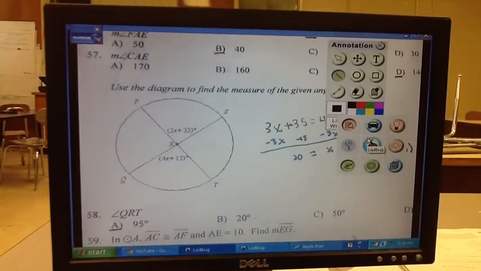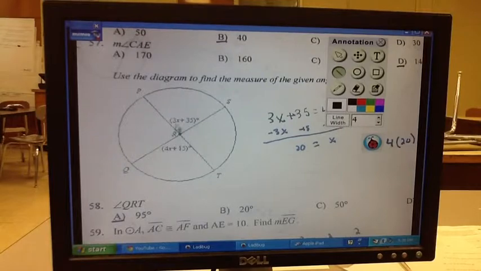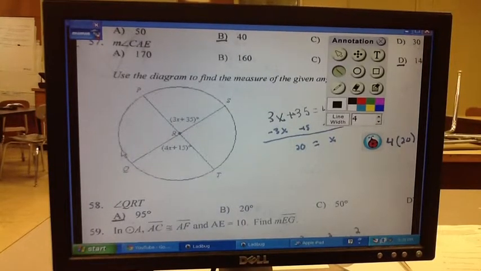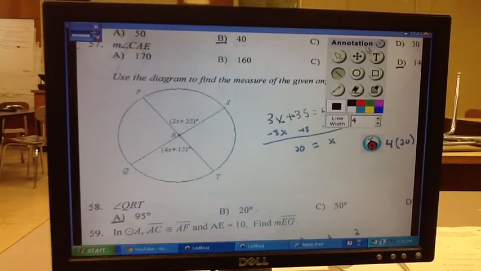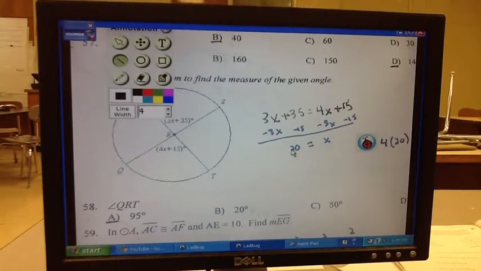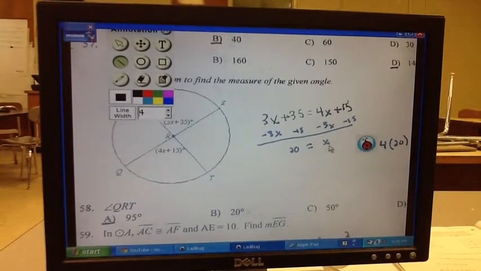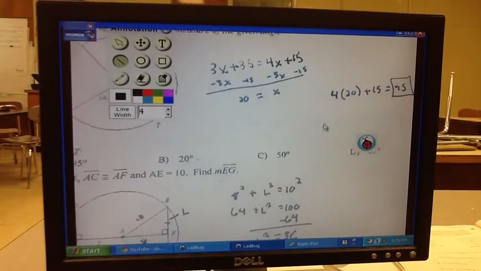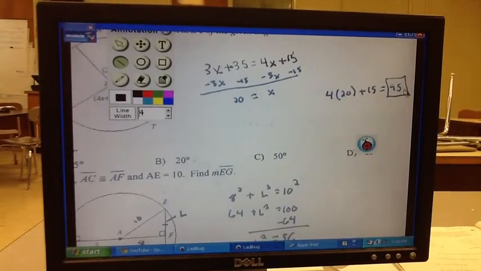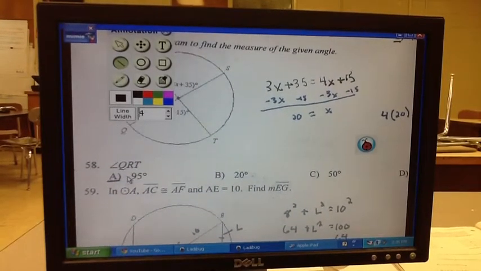Alright, moving on. Next question, number 58, QRT. Obviously these two angles are vertical. Even if the circle's not there, we got two X's. They end up being vertical. If they're vertical, we know they're equal, so I set them equal, found X, and then the question was find angle QRT, so all I did was simply take the 20, plug it back in to QRT, and get 95, which was A.